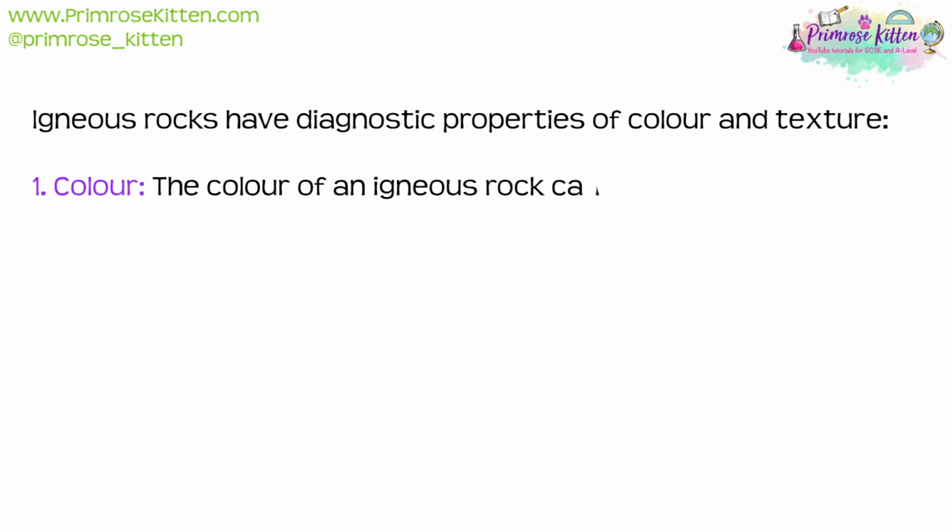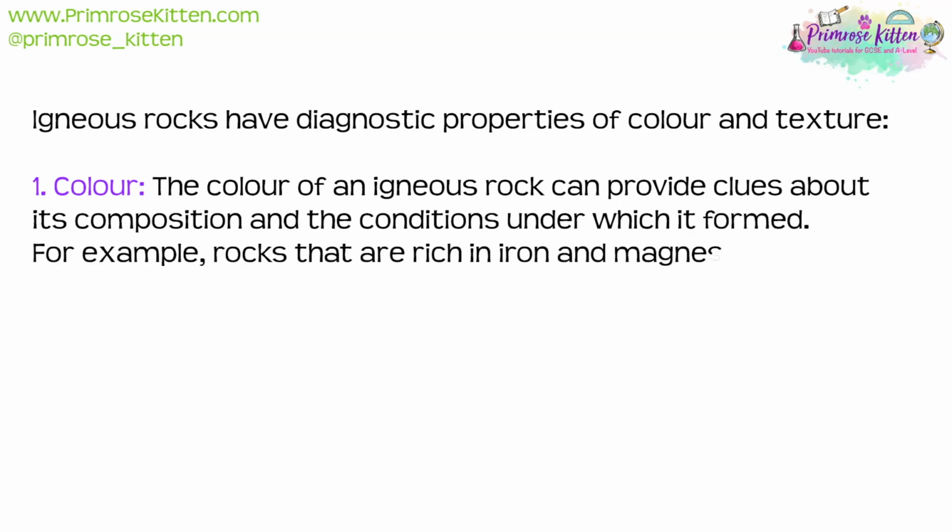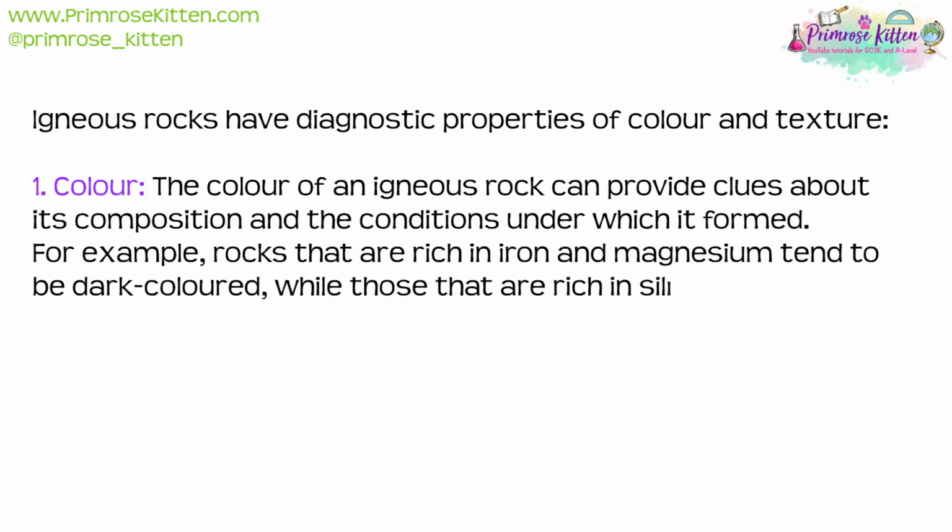Number 1, colour. The colour of an igneous rock can provide clues about its composition and the conditions under which it was formed. For example, rocks that are rich in iron and magnesium tend to be dark coloured, while those that are rich in silica tend to be light coloured.